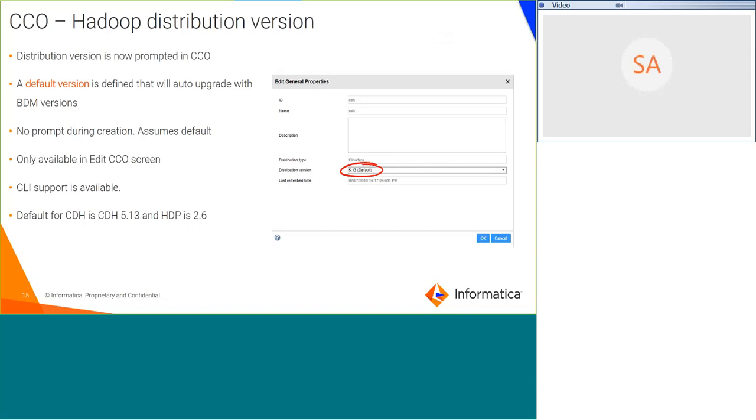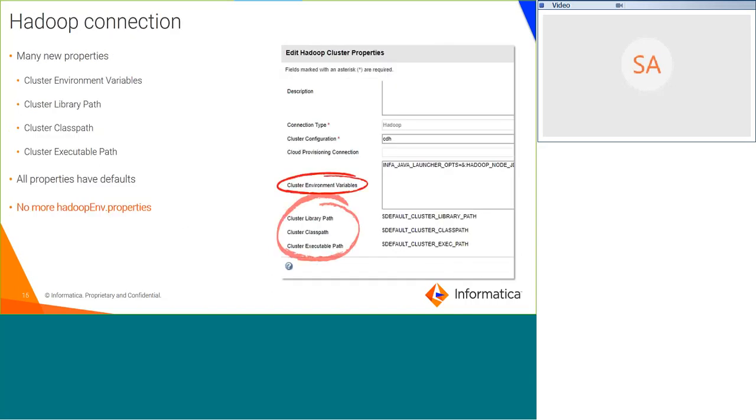So now we are actually prompting the default distribution, right? So for example, if you are on Cloudera, since we are supporting 5.13 out of the box, there will be a default option selected over here. And then there will be a default for Hortonworks, which is 2.6. So that will help you, if there are multiple versions of Cloudera we support in a single release, you will have an option to select whichever distribution you want, right?